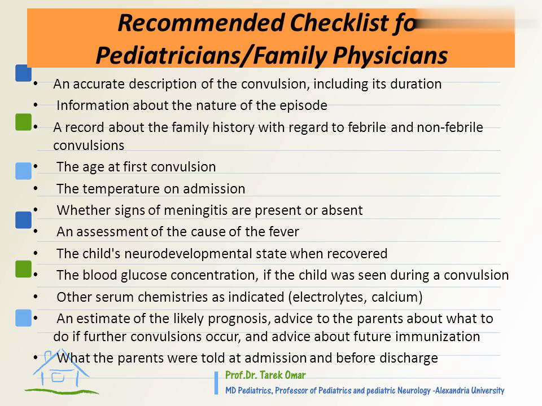The child's neurodevelopmental state when recovered. The blood glucose concentration, if the child was seen during a convulsion. Other serum chemistries as indicated, electrolytes, calcium. An estimate of the likely prognosis, advice to the parents about what to do if further convulsions occur, and advice about future immunization. What the parents were told at admission and before discharge.